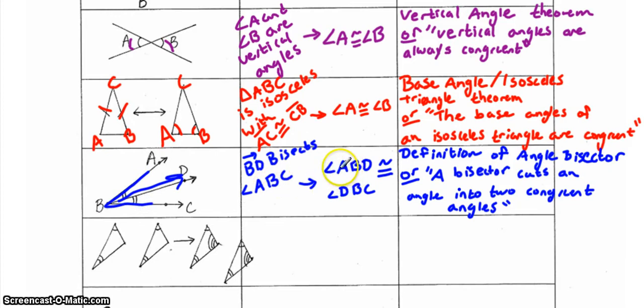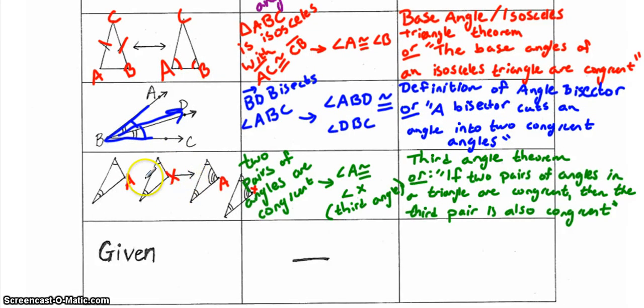Here we have ray BD bisecting angle ABC. And what that means is that angle ABC is congruent to angle DBC, these two angles right here. Why is that? Well, the definition of angle bisector, or to be a little more fancy, a bisector cuts an angle into two congruent angles. That would be the full sentence if you're explaining this out loud to someone. Otherwise, you can just use the theorem right here, the definition of angle bisector.